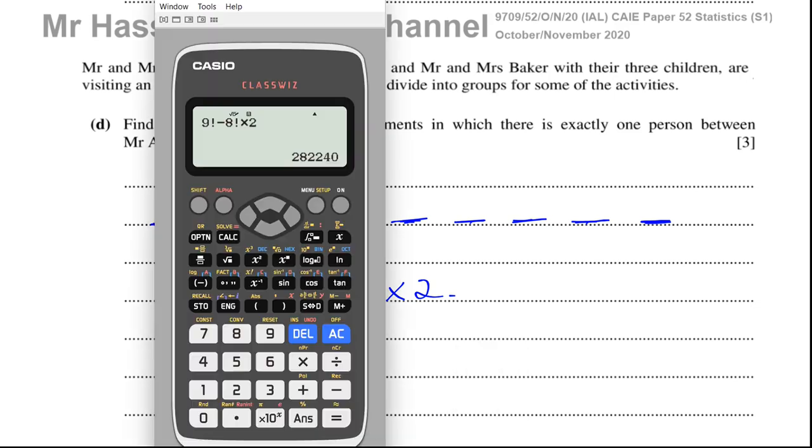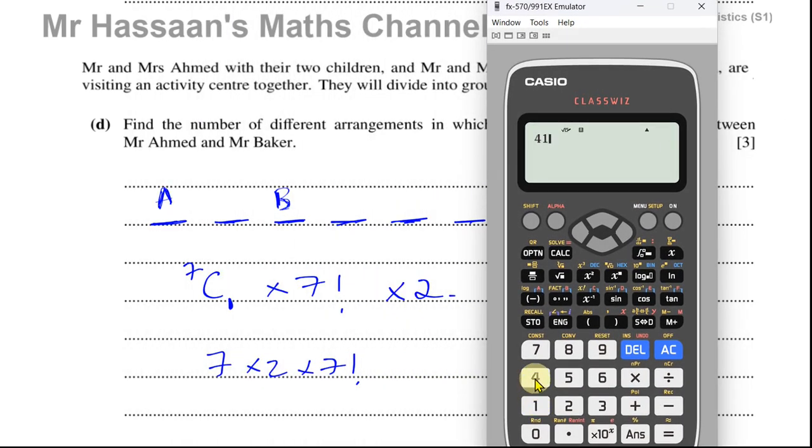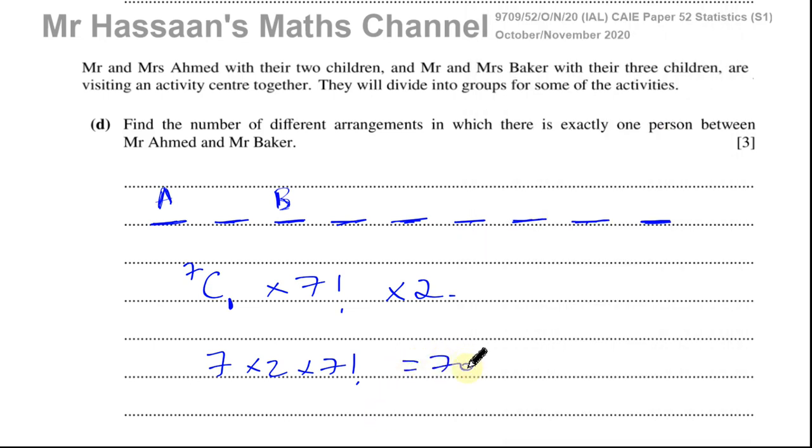You can just use a calculator to calculate that. So we have 14 times 7 factorial, which equals 70,560. And there we have the answer to part D. And that concludes this question. I hope that was clear.